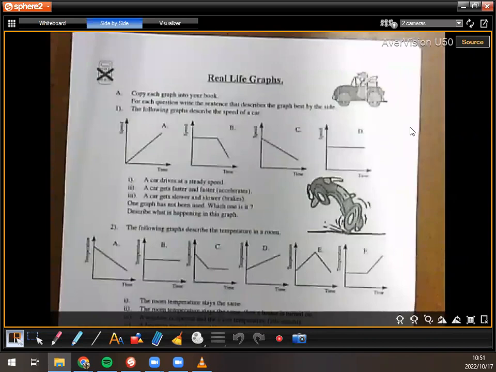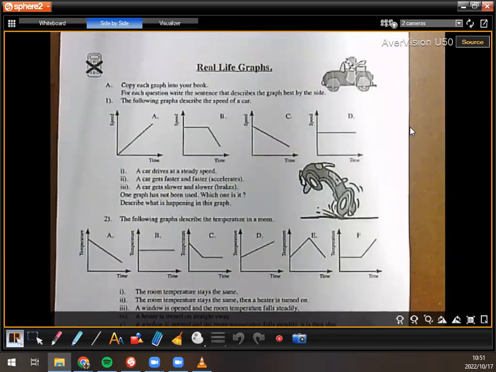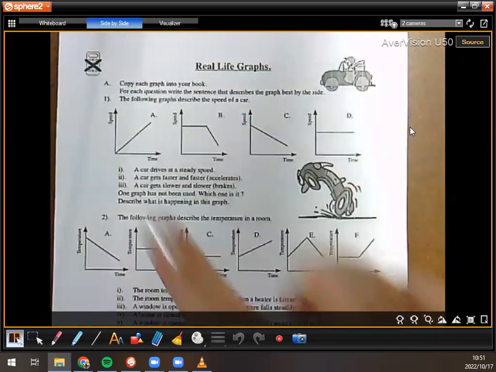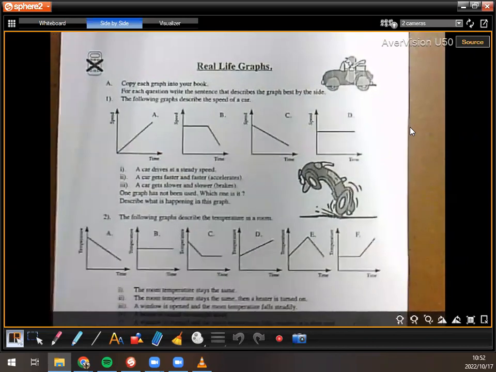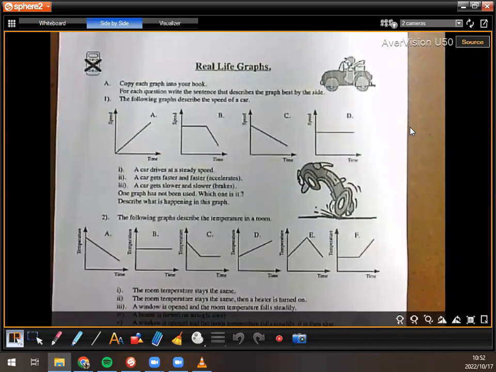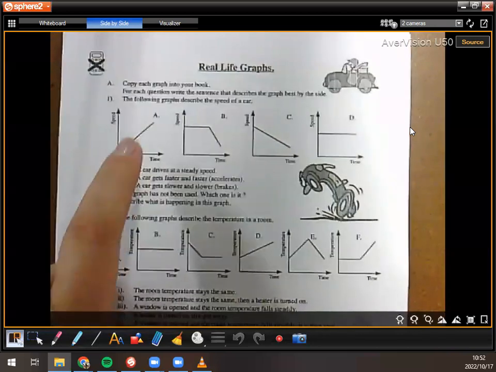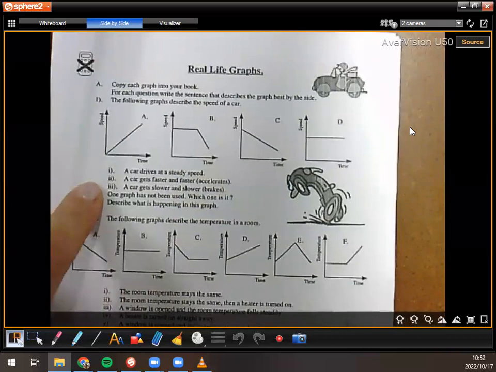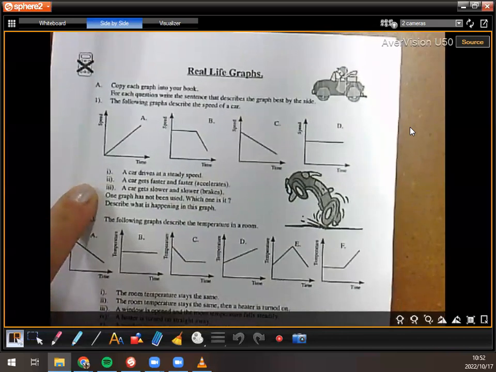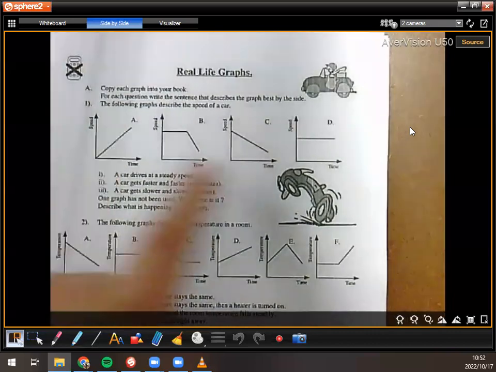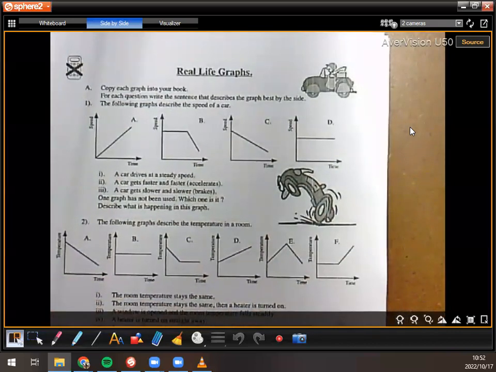They're saying copy each graph into your book. You don't have to do that, guys. That's going to take a long time. You can just refer to the graph here. For each question, write the statement that describes the graph. Do we notice that there are 4 graphs and then 3 descriptions? I want you please to match each description to a graph, but there's one description that's missing. So you're going to have to try and match it up.